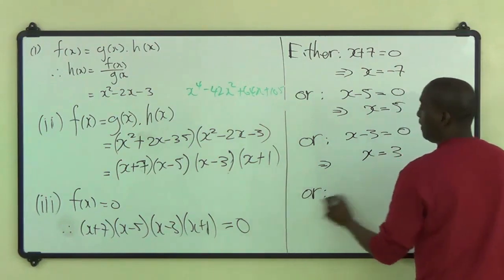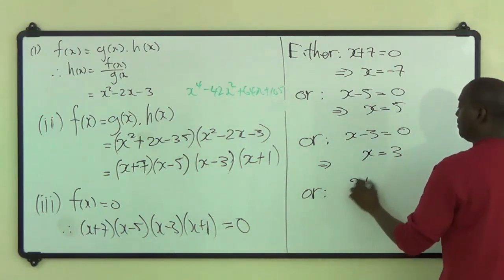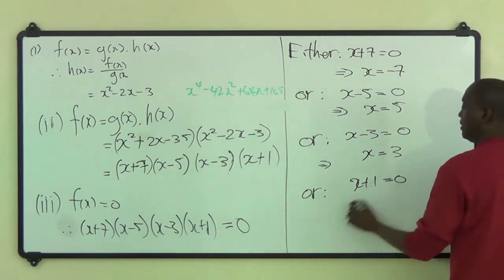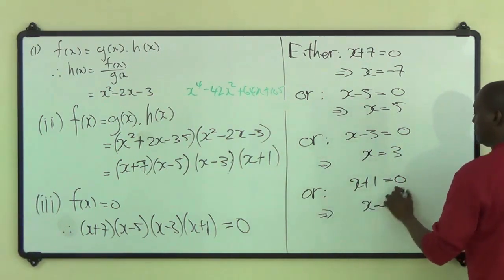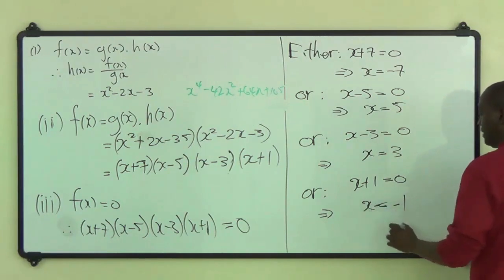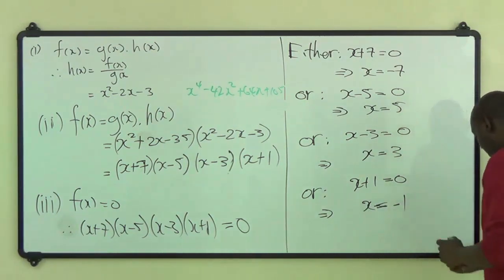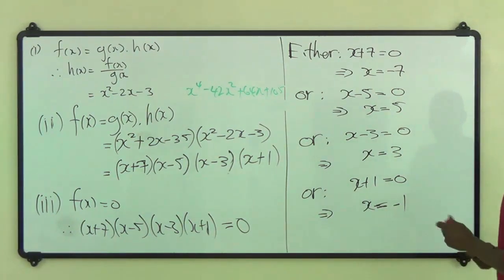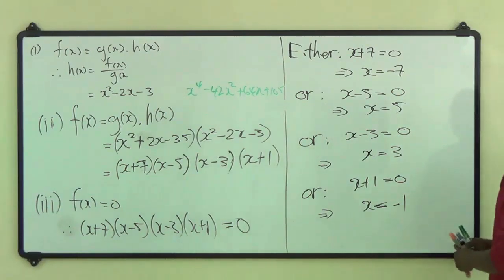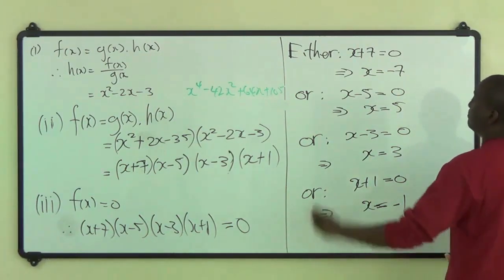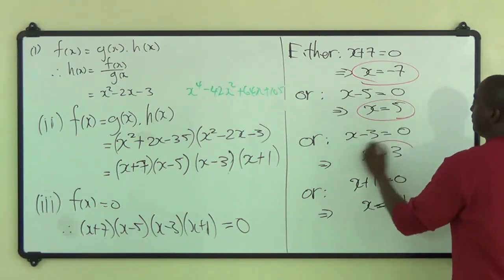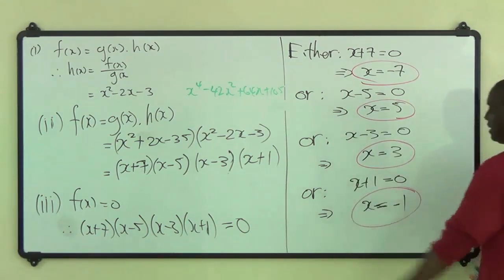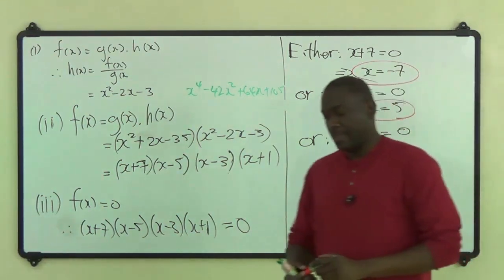or x plus 1 is equal to 0, in which case x is equal to minus 1. Yes? So we now have 4 values of x. We have x equal minus 7, x equal 5, x equal 3, and x equal minus 1.